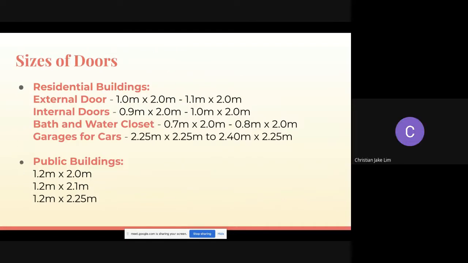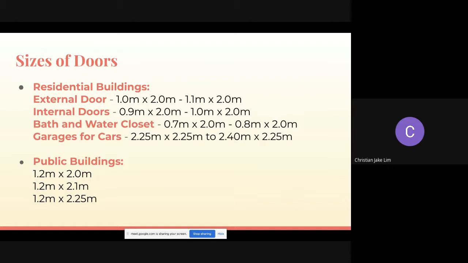In terms of sizes of doors, there are standards for how big or how small the doors are supposed to be built. And there are different sizes for residential buildings or public buildings. For residential buildings, the external door should measure 1 meter by 2 meters to 1.1 meters by 2 meters. The internal doors should be 0.9 meters by 2 meters to 1 meter by 2 meters.